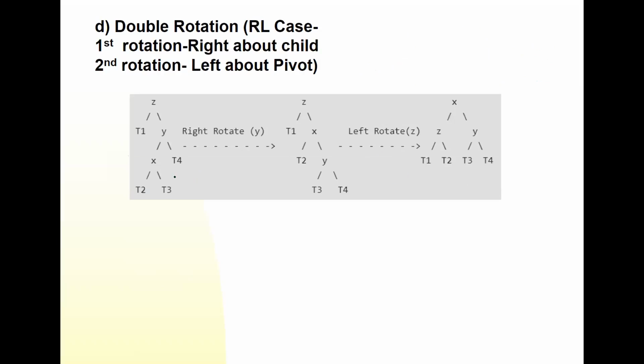Now similarly, RL rotation. This will be the case when the right child y is of larger height, the child of z, and then there will be x, which is the child of y and of larger height. What to do in this case? There are two rotations. The first rotation will be about y. This is the RL case, the right rotation about y. Then left rotation about the pivot node, that is z. Left rotation about the z node. So this is the final structure after rotation. You just have to remember these four rotations, where to apply what.